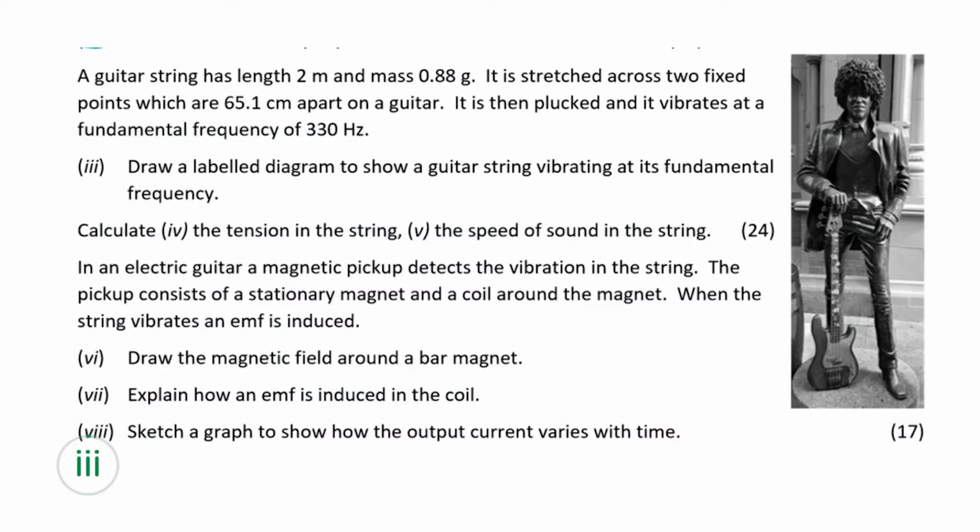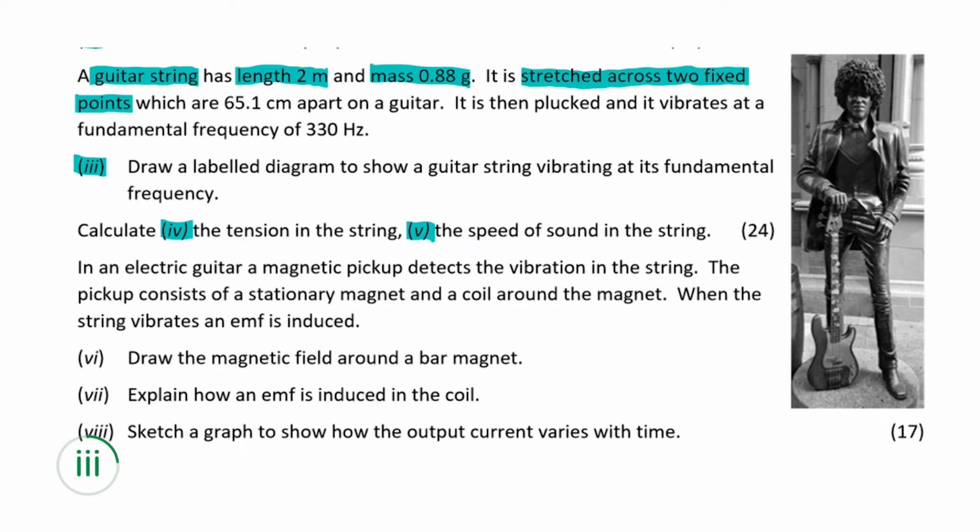Okay, so we're going to go back to the original question because we're given a little bit of information which will help us answer parts 3, 4, and 5. We are told that a guitar string has a length of 2 meters and a mass of 0.88 grams. Noting that we're probably going to have to change the mass into SI units, the kilogram. We are told that it's stretched across 2 fixed points, which is important to highlight, and we'll see why in part 3.